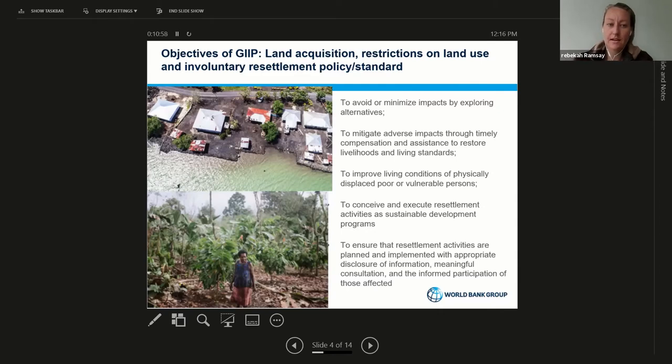Part of this, the good international practice, is really to make sure that when we think about relocating people, when we think about involuntary resettlement and displacement, it's about not just compensating people, but really using it as an opportunity to improve people's living situations and livelihoods. And in this sense, thinking of it more as a development project in its own right is something that we advocate a lot in the policies.